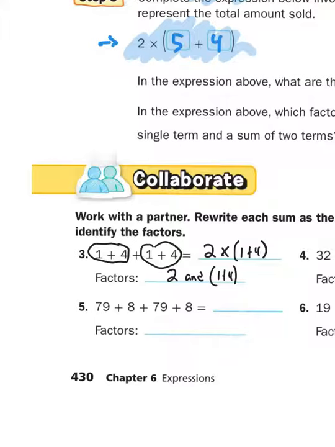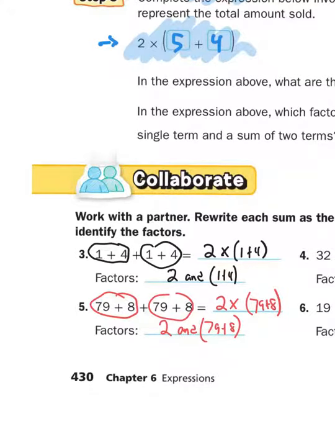Okay? In 5, here are my two groups. See them? There are two groups, so 2 times 79 plus 8 in parentheses. And the factors are 2 and 79 plus 8.